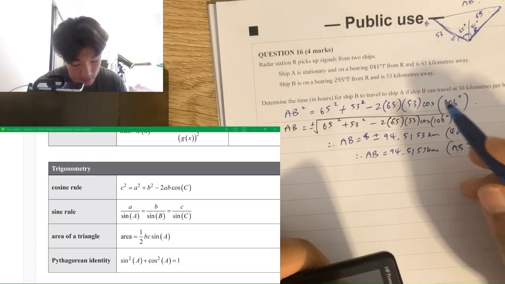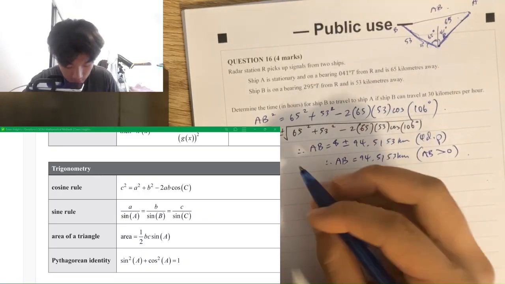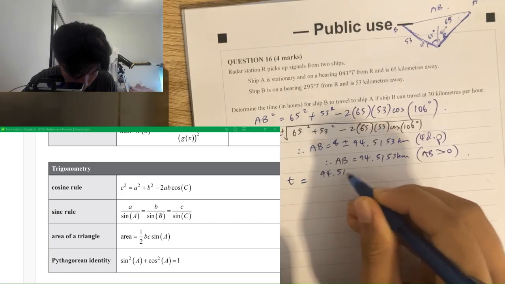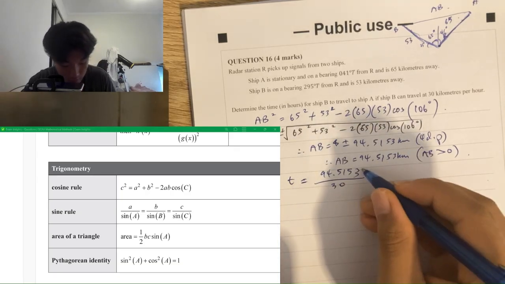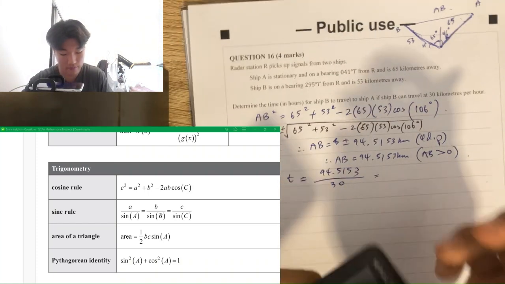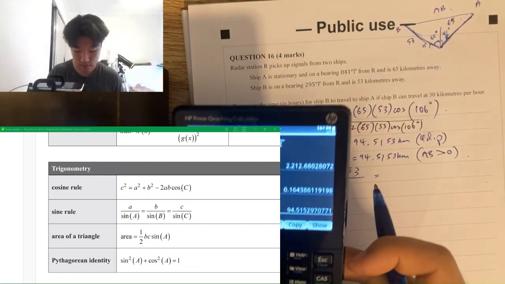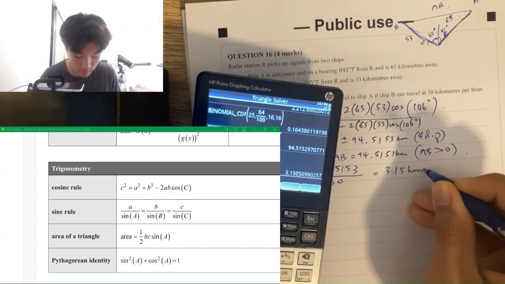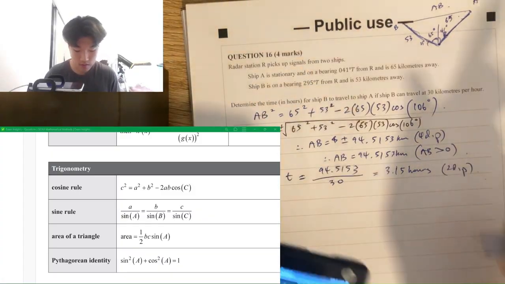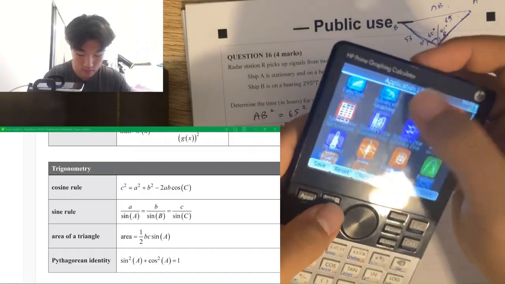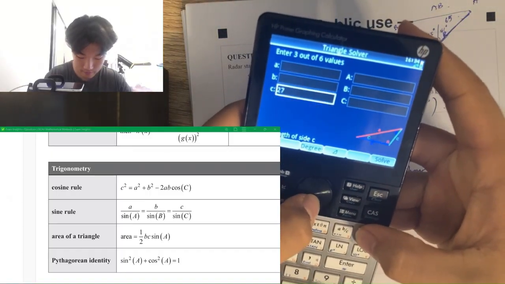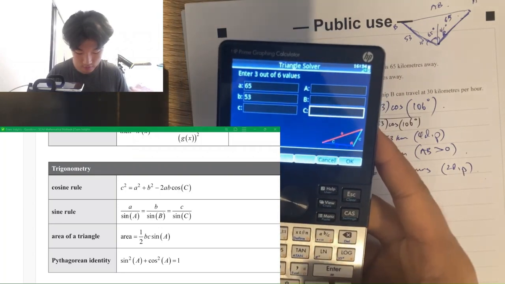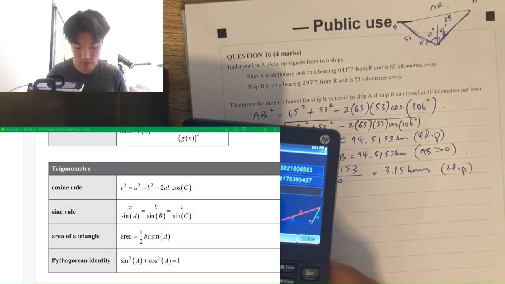Okay. If it can travel 30 kilometers per hour, time equals the distance of AB over 30. Kilometers per hour, so then it gives us how many hours. We don't need to actually change anything. So this divided by 30. 3.15 hours. Triangle solver. 65, 53, 106. 94 point, yeah, okay.